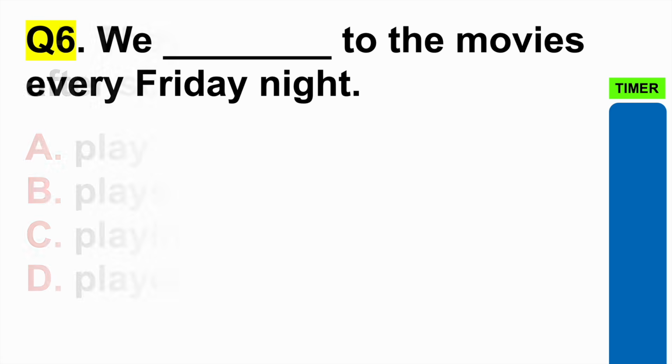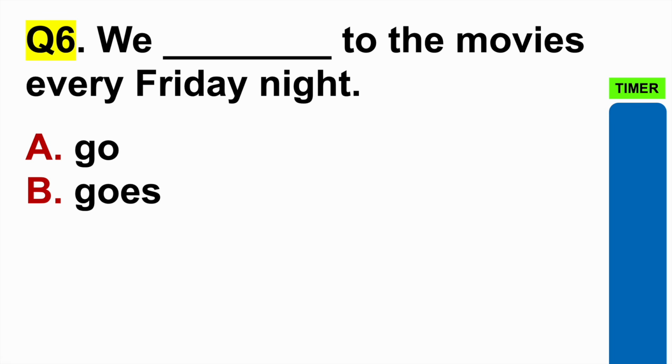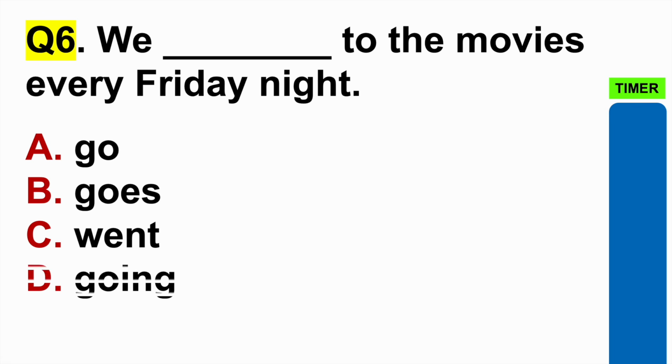Test question number 6. We blank to the movies every Friday night. Is it A, go, B, goes, C, went, or D, going? Here is your timer. Please tell me your answer in the comments.